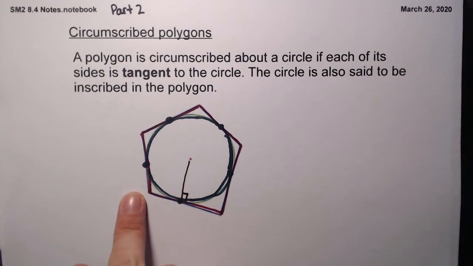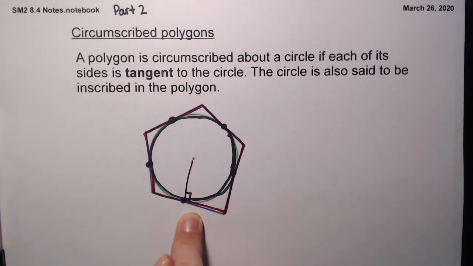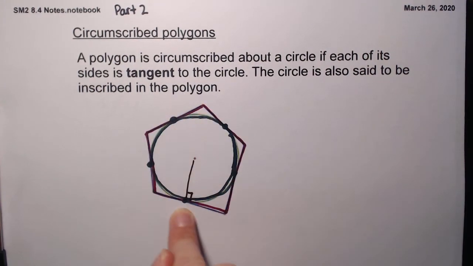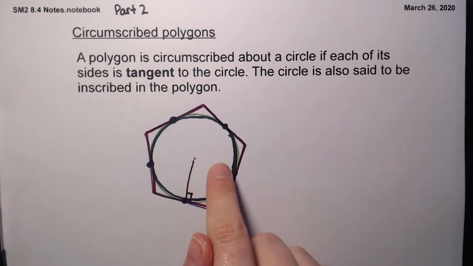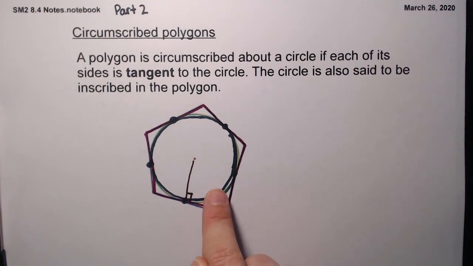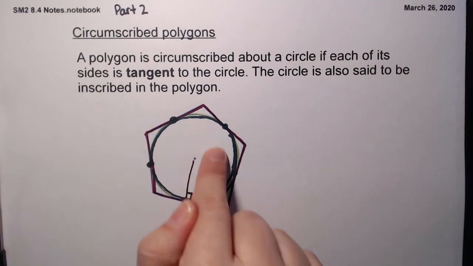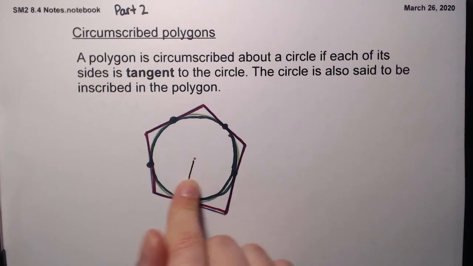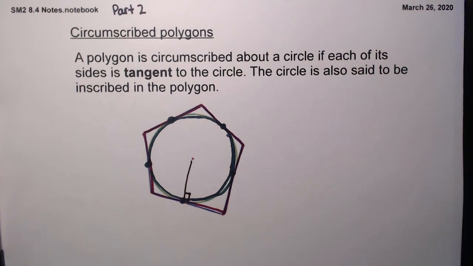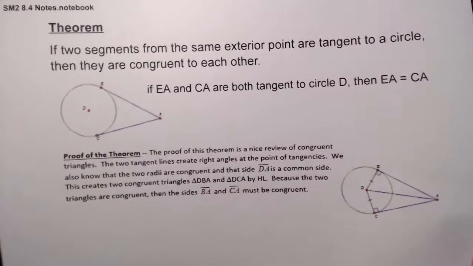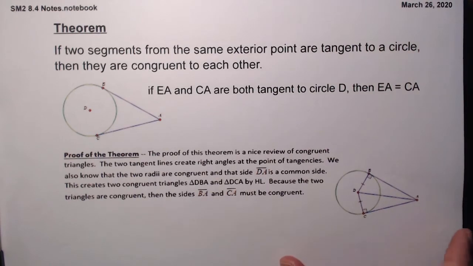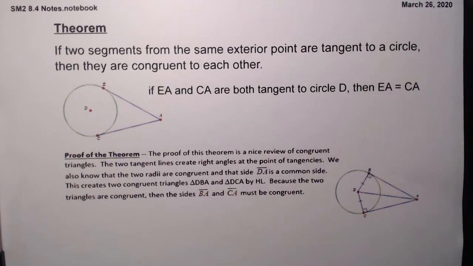When the polygon's on the outside, we say the polygon is circumscribed about the circle. If we want to reference the circle first, the circle is inscribed in the polygon because it's inside the polygon. So we have a theorem with this. Our theorem states if two segments from the same exterior point are tangent to a circle, then they are congruent to each other. So I have this circle.